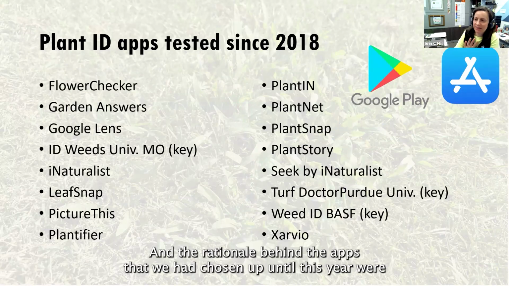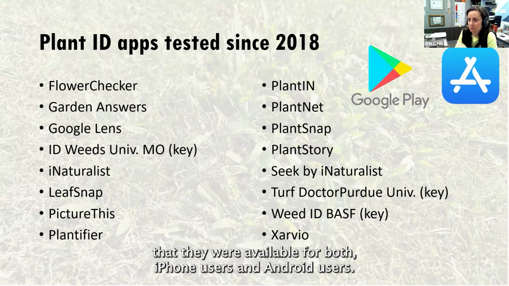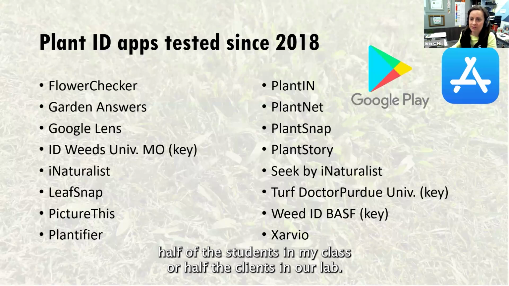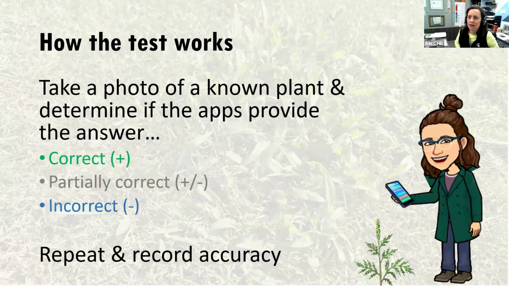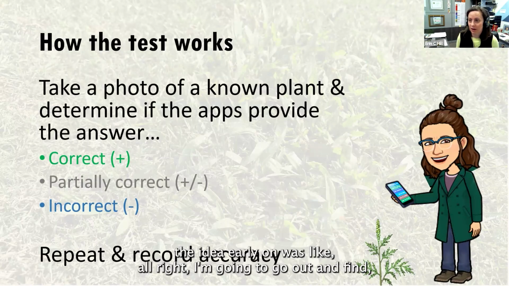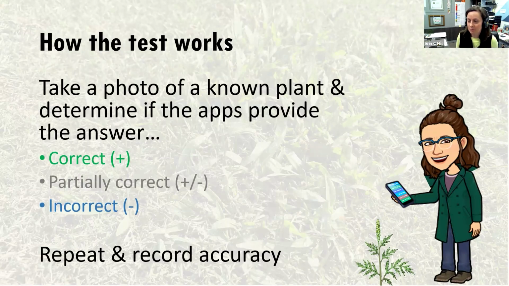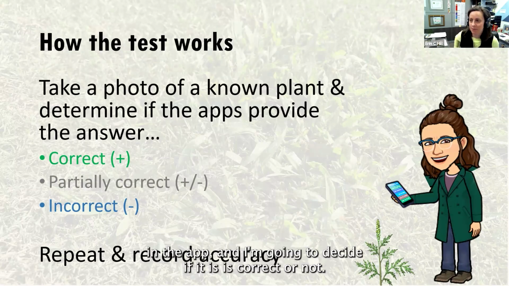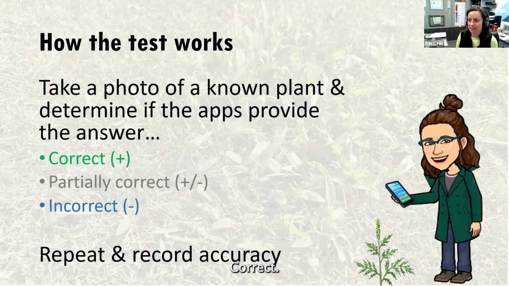And the rationale behind the apps that we had chosen up until this year was that they were available for both iPhone users and Android users, because I can't be discriminating against half of the students in my class or half the clients in our lab. So to test them, the idea early on was like, all right, I'm going to go out and find plants that I know what they are, and I'm going to take a picture of them in the app, and I'm going to decide if it is correct or not correct.